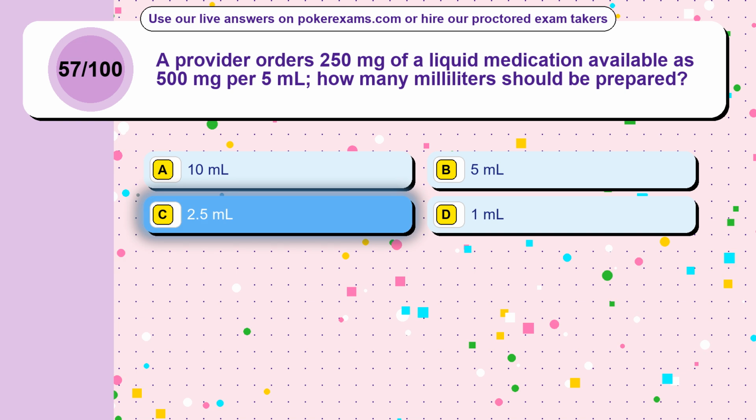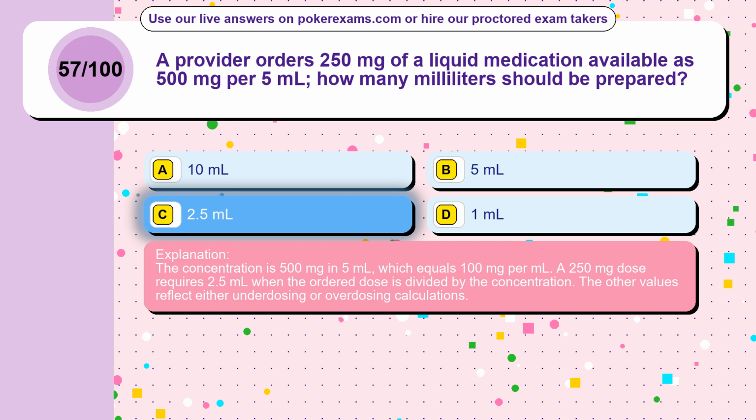The correct answer is option C, 2.5 ml. The concentration is 500 mg in 5 ml, which equals 100 mg per ml. A 250 mg dose requires 2.5 ml when the ordered dose is divided by the concentration. The other values reflect either underdosing or overdosing calculations.